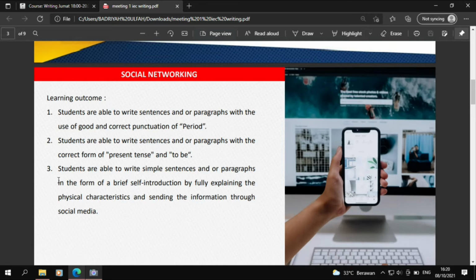Okay, so the last one, you are able to write simple sentences or simple paragraphs in the form of a brief self-introduction by fully explaining the physical characteristics and sending the information through social media. Jadi sama seperti kemarin, kita akan mempelajari bagaimana memperkenalkan diri dengan sederhana saja, kalimat sederhana, paragraf yang sederhana. Tetapi sedikit melibatkan untuk menjelaskan karakter fisik kita, lalu we send that to social media. How if we want to send that to social media. Nah, ini yang akan kita pelajarin. The learning outcome for social networking theme.